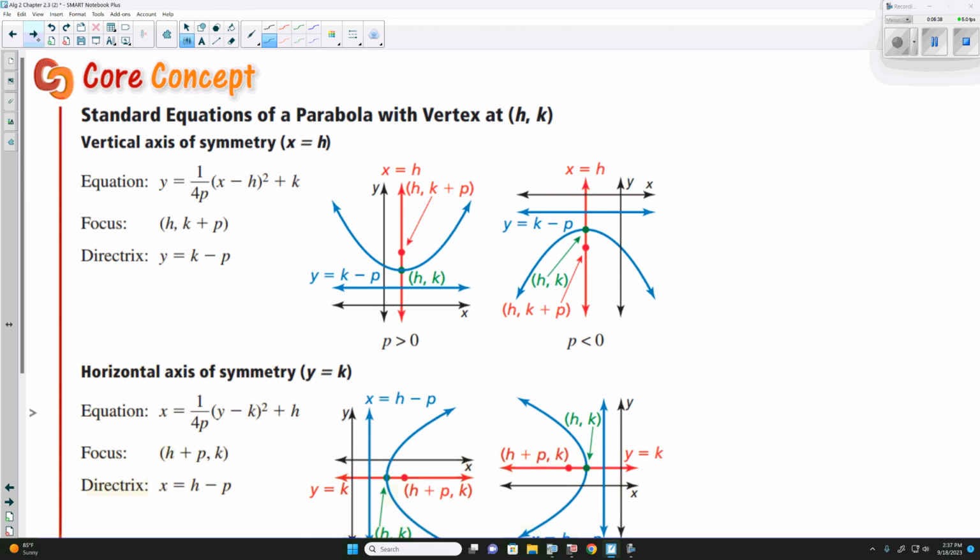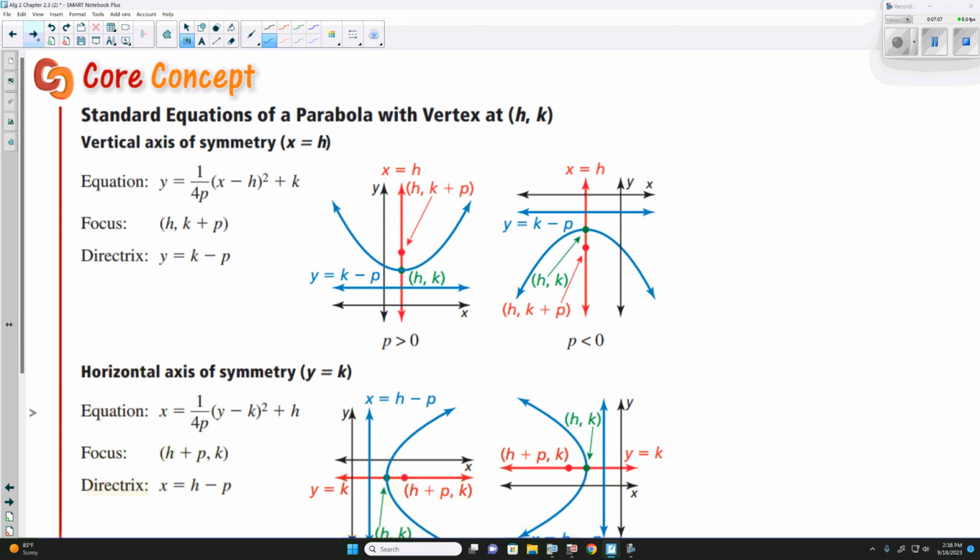Now the focus for this one here is given to us by the equation h plus p, comma k, and the directrix is given to us by the equation x is equal to h minus p. Now all this information is included in the note sheet at the very start.